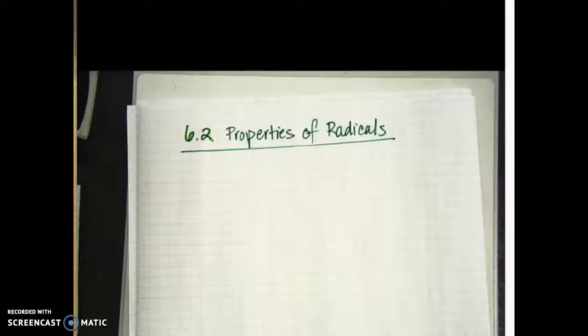Section 2 is properties of radicals. So we're going to look at 2 properties, and then a big part of this section is just simplifying, seeing what you can pull out from underneath radicals to get it into its simplest form.